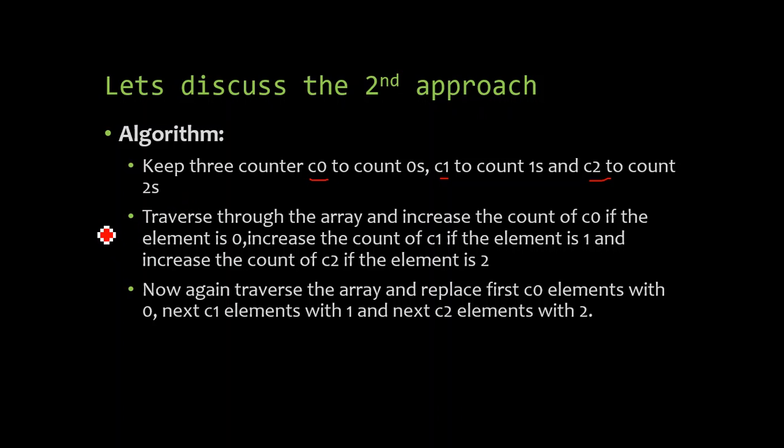Now you have to traverse the whole array, and if you find the number 0, 1 or 2, increase its respective counter. After that we just update the array. Three simple steps: first, generate the three variables, or counters. Second, traverse the whole array and count all the 0s, 1s and 2s. And third, update the array.